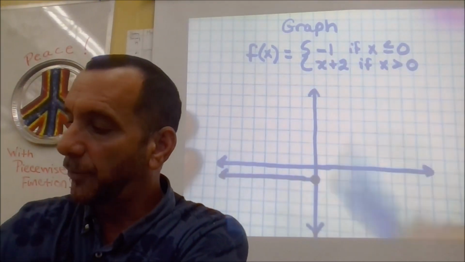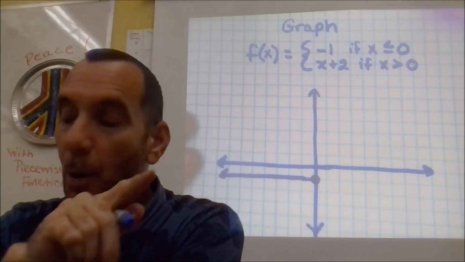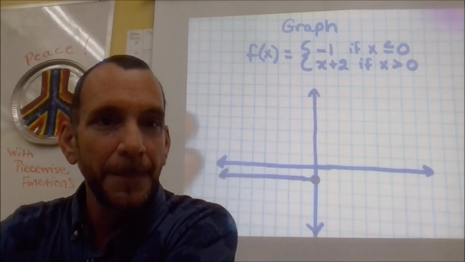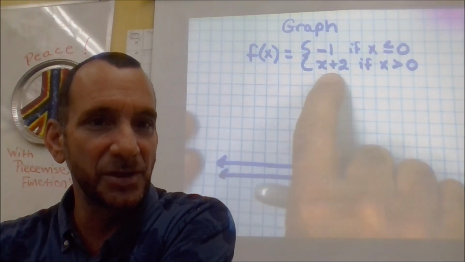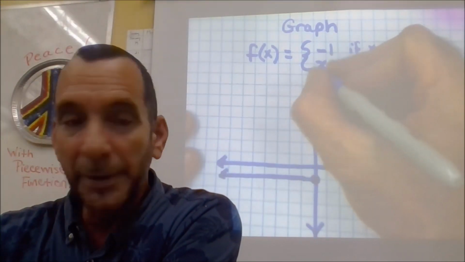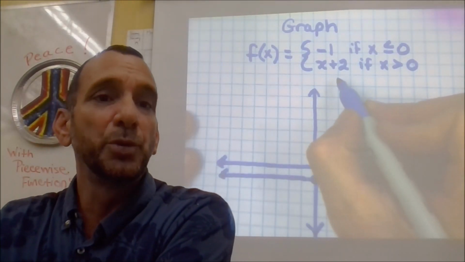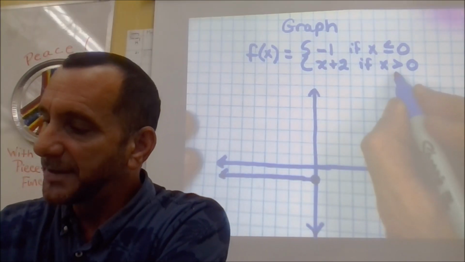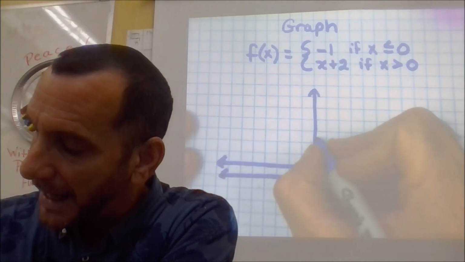Y equals -1 or x is less than or equal to 0. What's happening when x is greater than 0? Y equals x plus 2. Now that's a linear function with a slope of 1 and a y-intercept of 2. Y equals mx plus b. Our y-intercept is 2, but this only occurs when x is greater than 0, so not at 0.